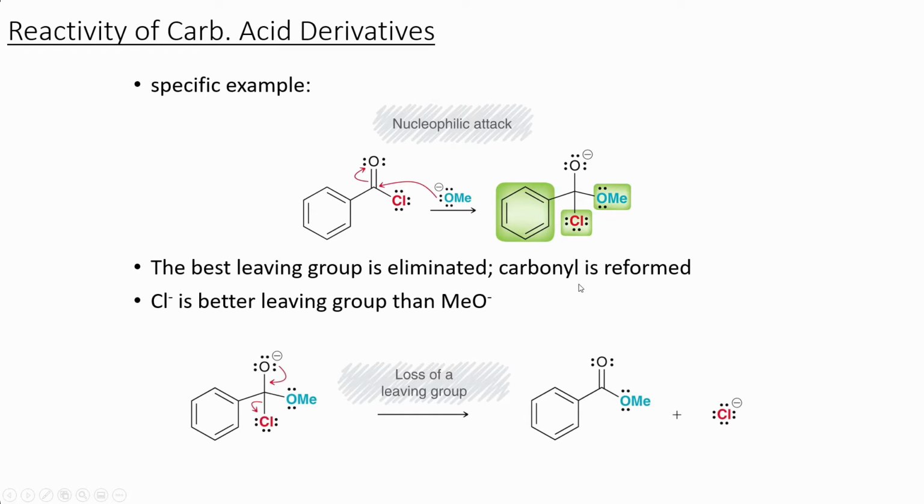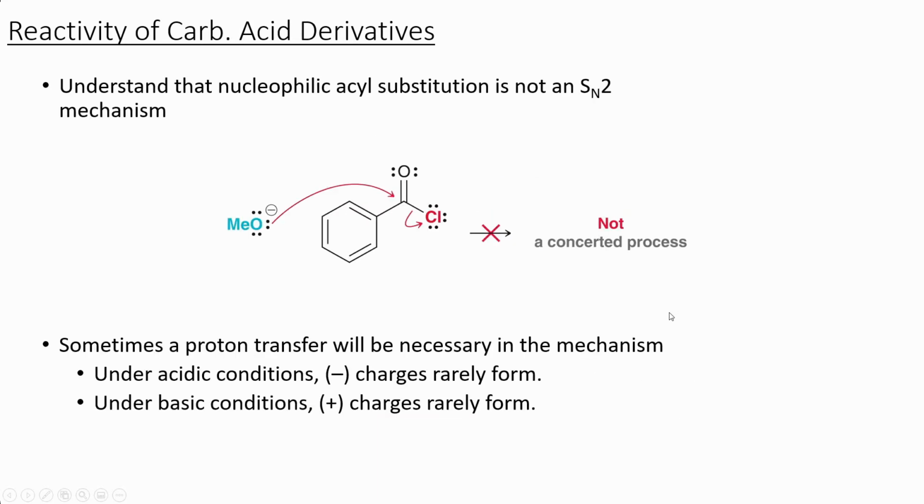Here's a specific example of the reactivity of a carboxylic acid derivative. We can have a methoxy anion attack the acyl chloride, creating this tetrahedral intermediate. The chloride is going to be the best leaving group, so the oxygen electrons push down, ejecting the chlorine as a leaving group, forming the ester product. This is a little bit different than an SN2 mechanism because it's not concerted. We're going through that tetrahedral intermediate instead of breaking a bond and making a bond at the same time.